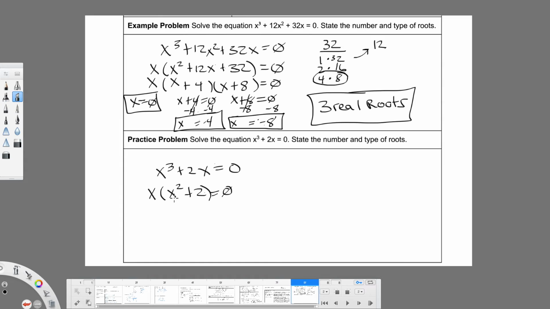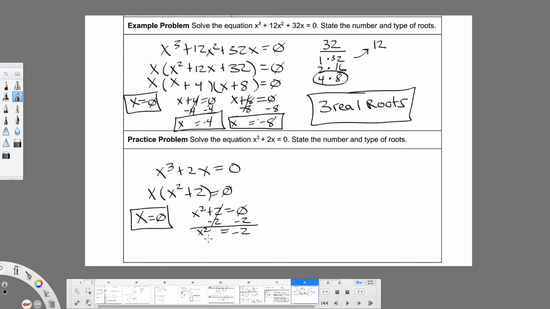So I'm just going to go ahead and say x equals 0 and x squared plus 2 equals 0. I'm going to go ahead and set them up. So this one is already done. One of my roots is going to be 0. This one, I'm going to subtract 2 from both sides. x squared comes down, the 2's cancel, and I have negative 2.